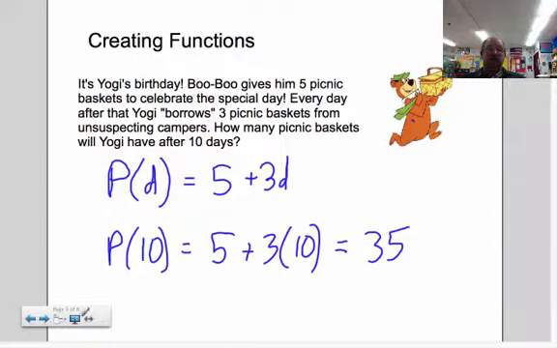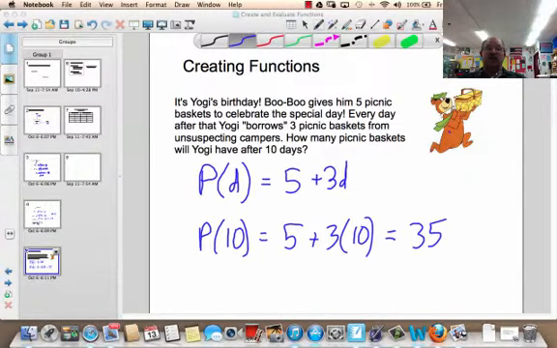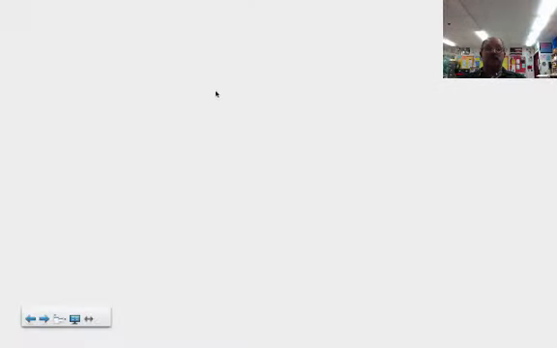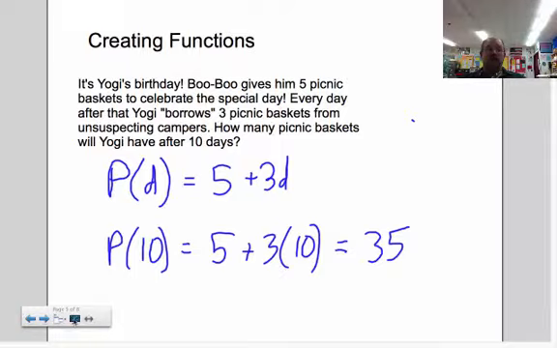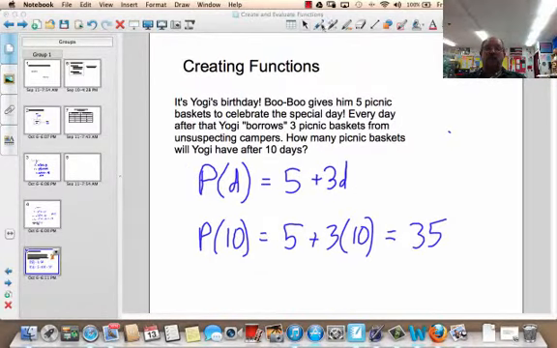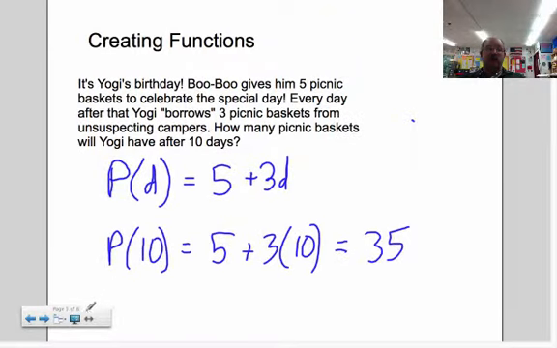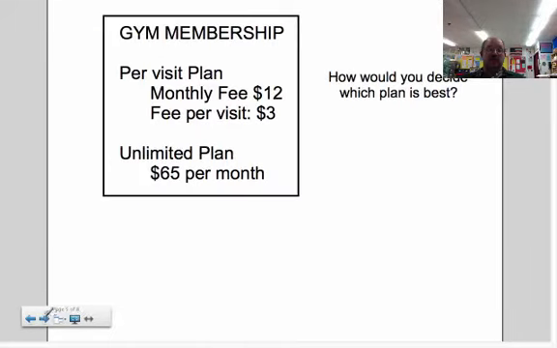Oops, I have to do this again. I need to be able to get my pointer. Oh, bye-bye, Yogi. All right. I don't know if that was worth it, but back there. Pen. I need to be able to get a pen and a pointer faster. All right, talking to myself. So there we are. That was Yogi's birthday, the little Yogi's birthday special map.